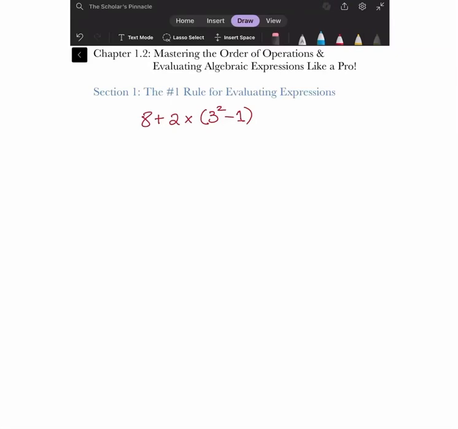Ever looked at a math problem like this and thought, where do I even start? If so, you're in the right place. Today, I'm breaking down the number one rule for evaluating algebraic expressions, the order of operations, and how to apply it to real-world algebra problems. Plus, I've got a challenge at the end to test your skills.